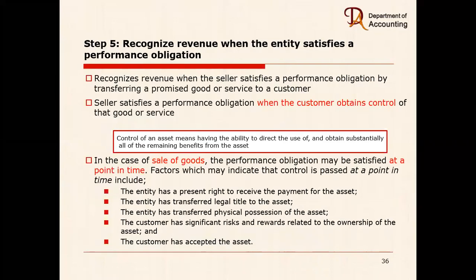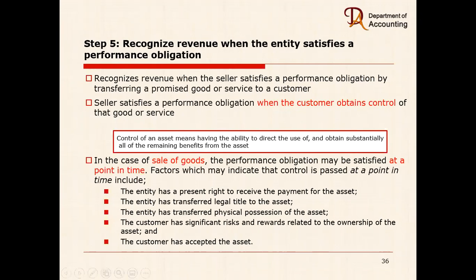Now let's move on to the final step of the 5-step model. What is that? Recognize revenue when the entity satisfies a performance obligation. I have mentioned it earlier, but here I further emphasize that in the final step, you need to recognize the revenue when the seller satisfies a performance obligation by transferring a promised good or service to a customer. So how do you satisfy the performance obligation?